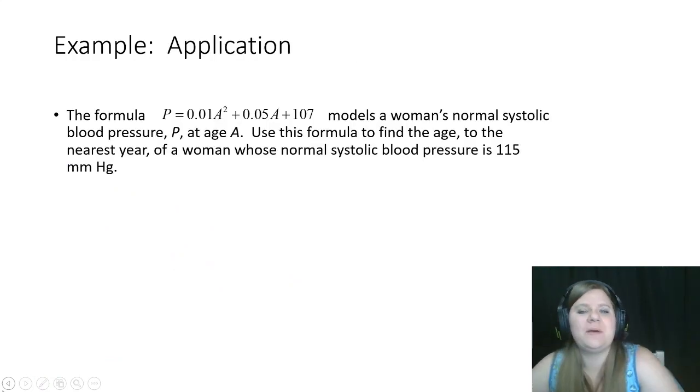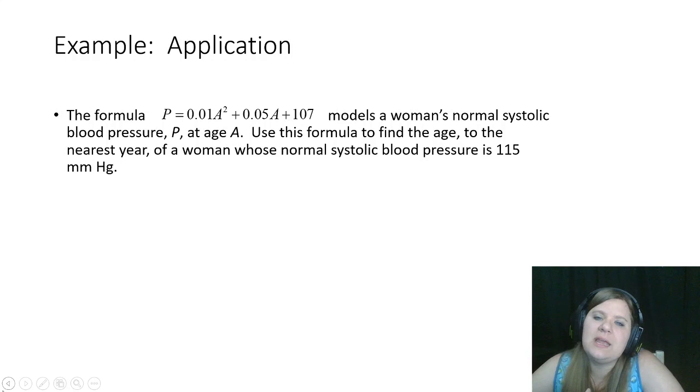All right, let's talk about how quadratic equations can be applied to real life. So this formula here, P equals 0.01a squared plus 0.05a plus 107, models a woman's normal systolic blood pressure P at age a. We want to use this formula to find the age, to the nearest year, of a woman whose normal systolic blood pressure is 115 millimeters of mercury.